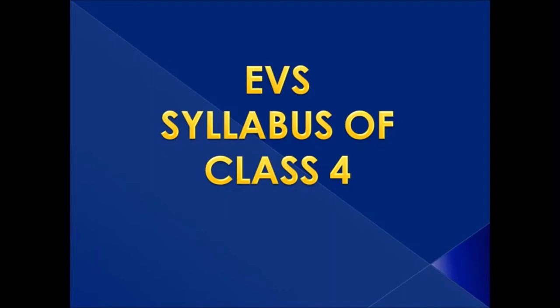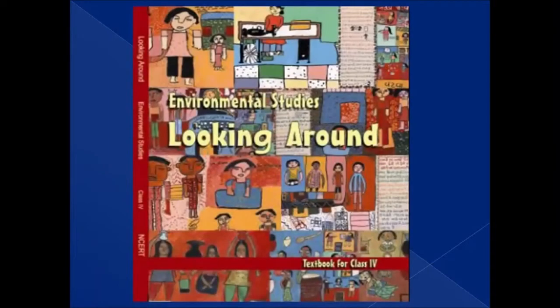In today's class, we'll be discussing EVS syllabus of class 4. This is the book of EVS that is followed in school. It is Environmental Studies Looking Around and it is an NCERT book. Now let us discuss the chapters of this book. I'll also be giving you a brief introduction of each chapter of this book.